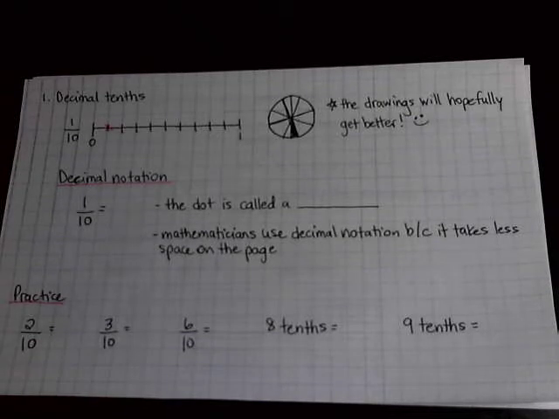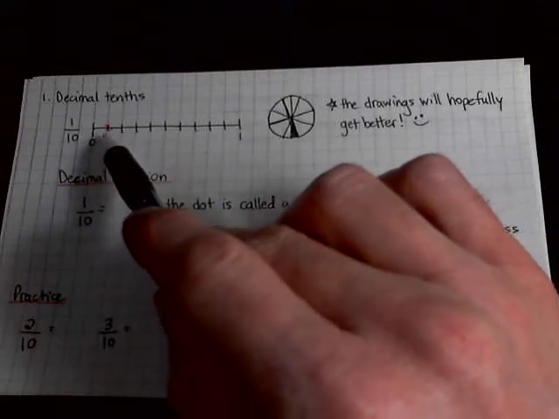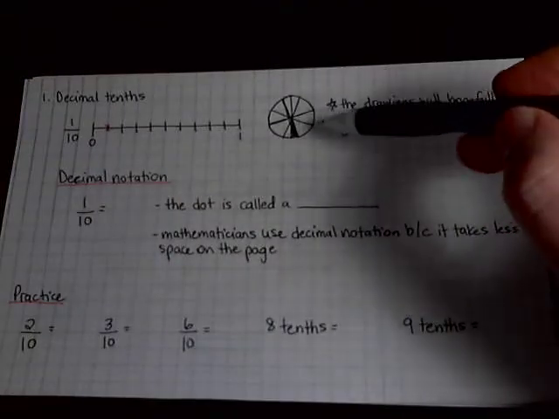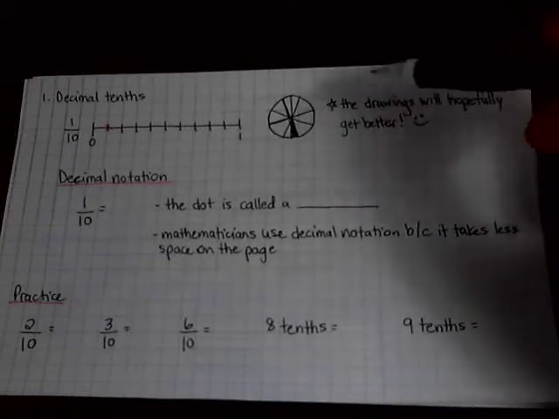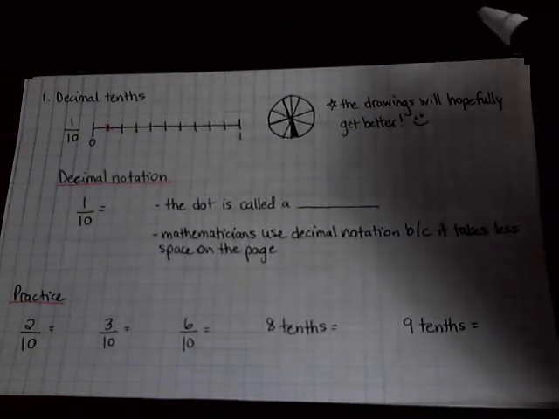So here's 3 different ways. We can represent 1/10 as a fraction. We can represent it on a number line, and so here is 1/10. And then we can represent it as an area. This is called an area model. Pardon the picture. They will probably get better as the videos go on.